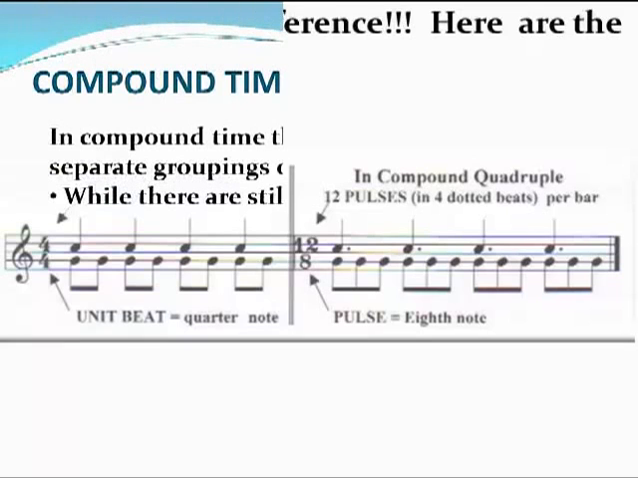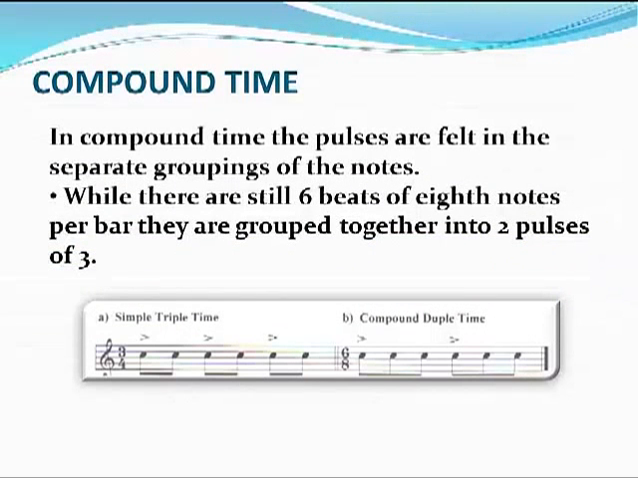It's always interesting to compare 3/4 and 6/8 because you'll hear the difference in these 2 time signatures. In 3/4 we have 3 unit beats, whereas in compound time we only have 2 beats. However, each beat has 3 pulses. Listen to the difference between 3/4 and 6/8.